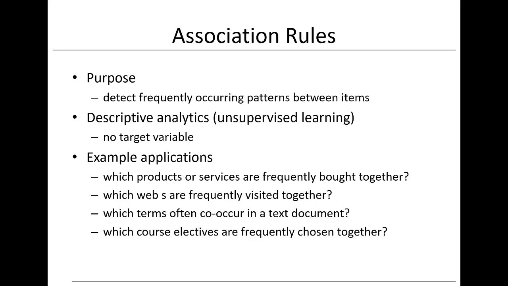Association rules are a second type of descriptive analytics. They aim at detecting frequently occurring patterns or relationships between items. Again, as I said, this is an example of descriptive analytics or unsupervised learning, whereby there's no real target or dependent variable for which to optimize. The first example is market basket analysis, whereby the goal is to analyze which products or services are frequently bought together. This information can then be used for product bundling or shelf organization.